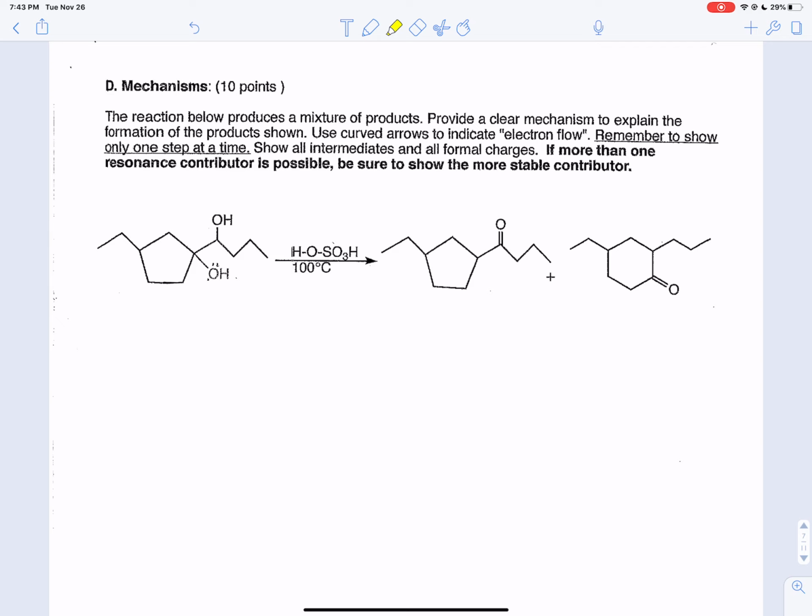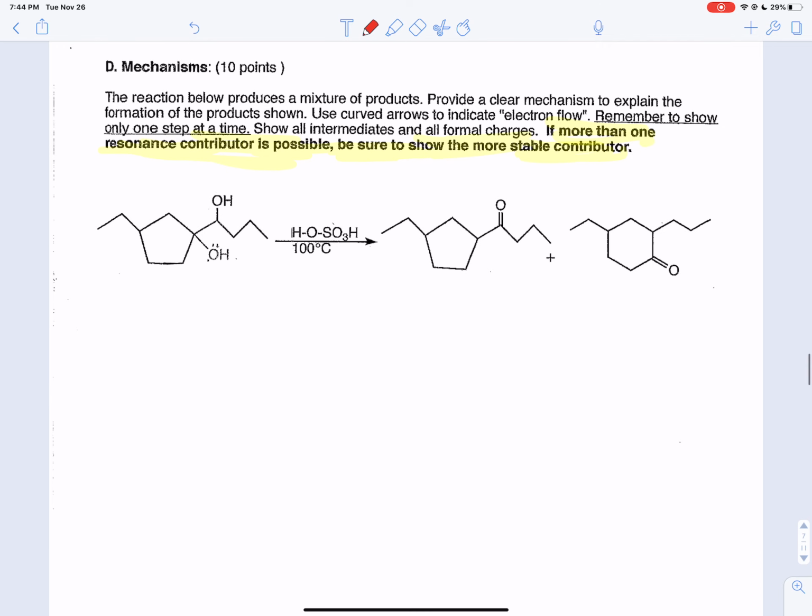But in the instructions, it does want you to show, right? It says, remember, if more than one resonance contributor is possible, be sure to show the more stable one. Okay? So you've got to make sure to do that. So we'll highlight it.